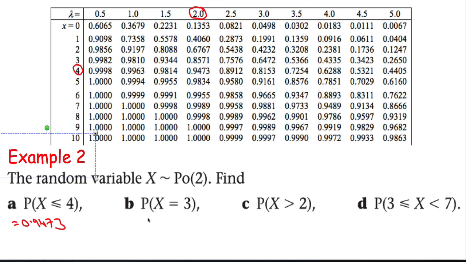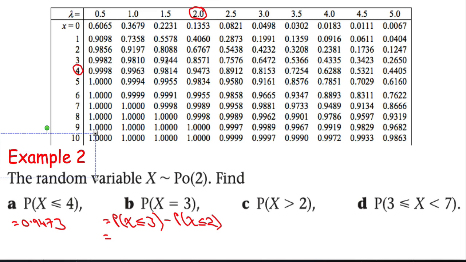The next part asks me the probability that x is equal to 3. Now suppose I didn't want to use the formula, which would actually be a little bit easier in this case. I could do it using the tables, but I must remember that that's cumulative, so that's going to be the same as the probability that x is less than or equal to 3 minus the probability that x is less than or equal to 2. And that will tell me the probability that x equals 3.